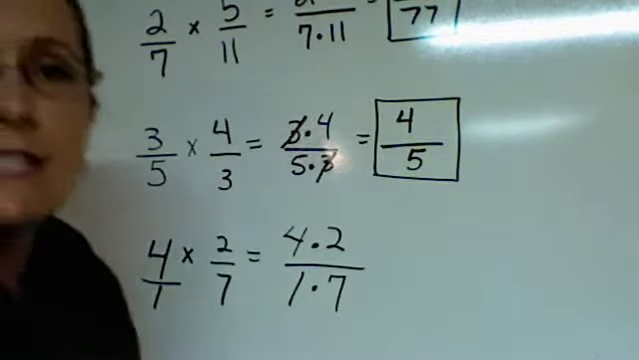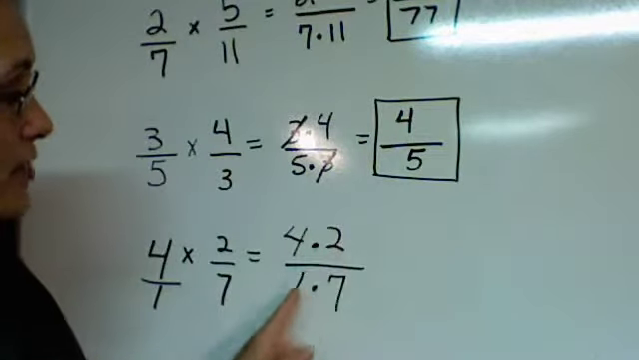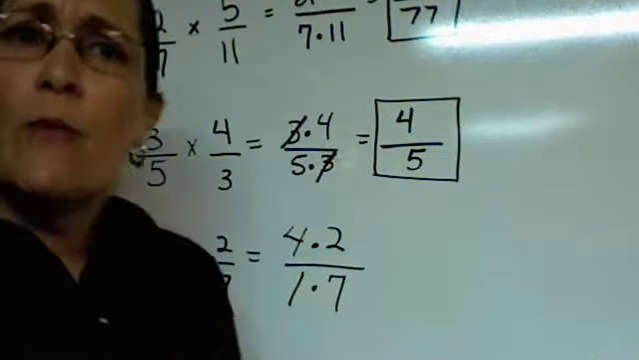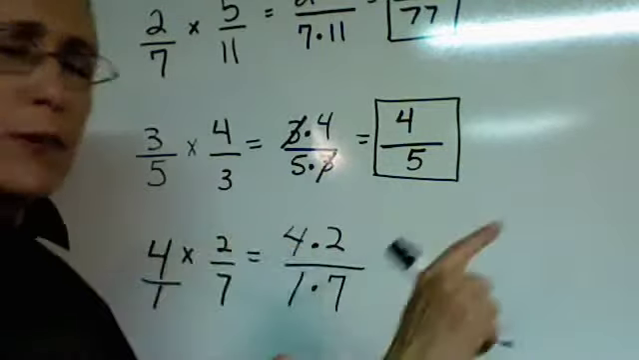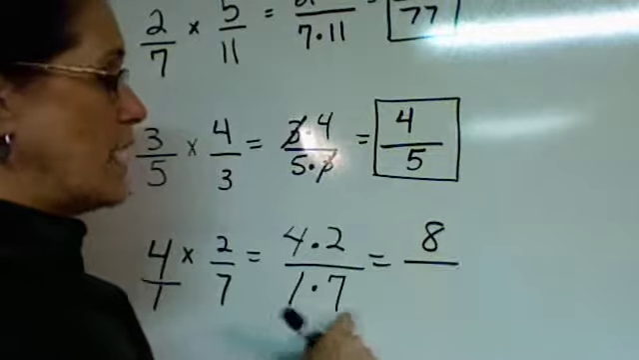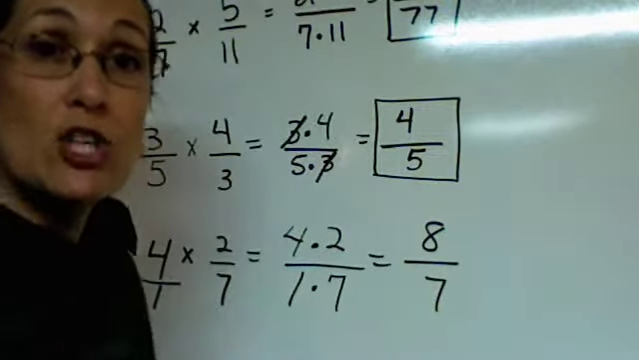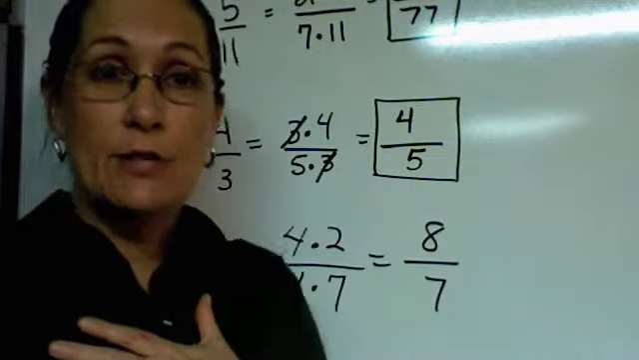I'm going to look to see if anything cancels. In this case, there is nothing over itself or anything that would reduce to that, so we're going to multiply straight across. 4 times 2 is 8. 1 times 7 is 7. Yes, we end up with an improper fraction. In my class, that's absolutely fine.